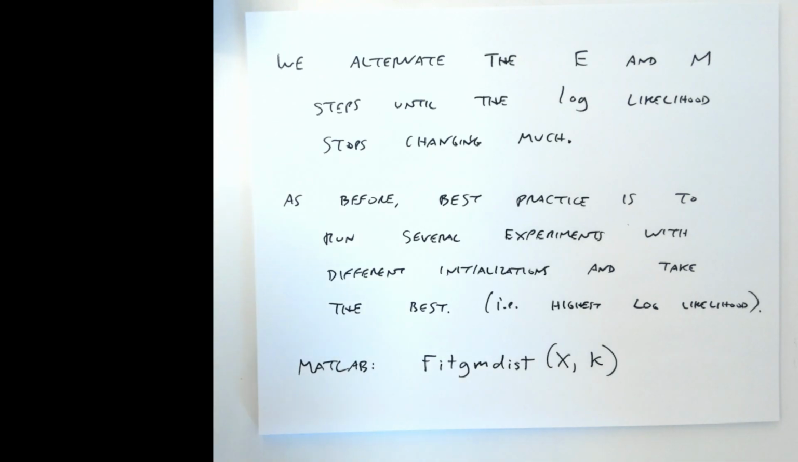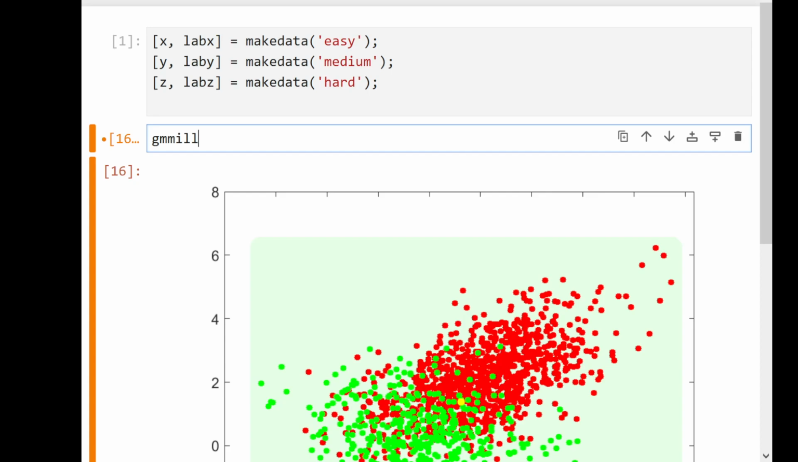So let's take a look at that. I have to remember what I called these input arguments. Okay, let me go back to this. This is an illustration of fitting, let's take the easy example, one Gaussian mixture model to it.